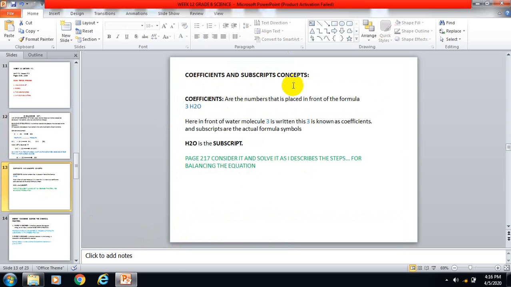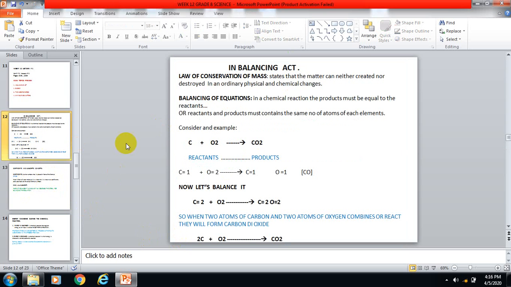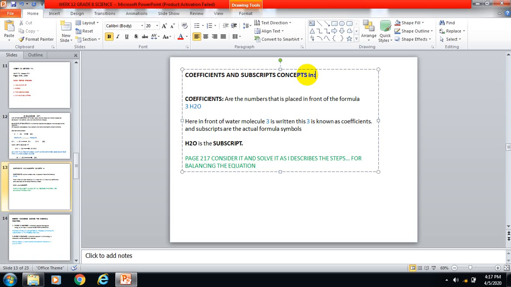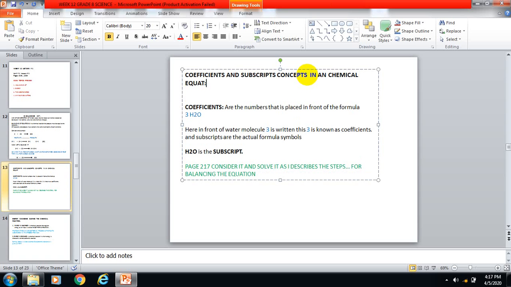Coefficient and subscripts. Look at the previous example. This 2 is known as what? The coefficient. And this CO2 as a whole is what? The subscript. Now look at the coefficient and subscript concepts in a chemical equation.